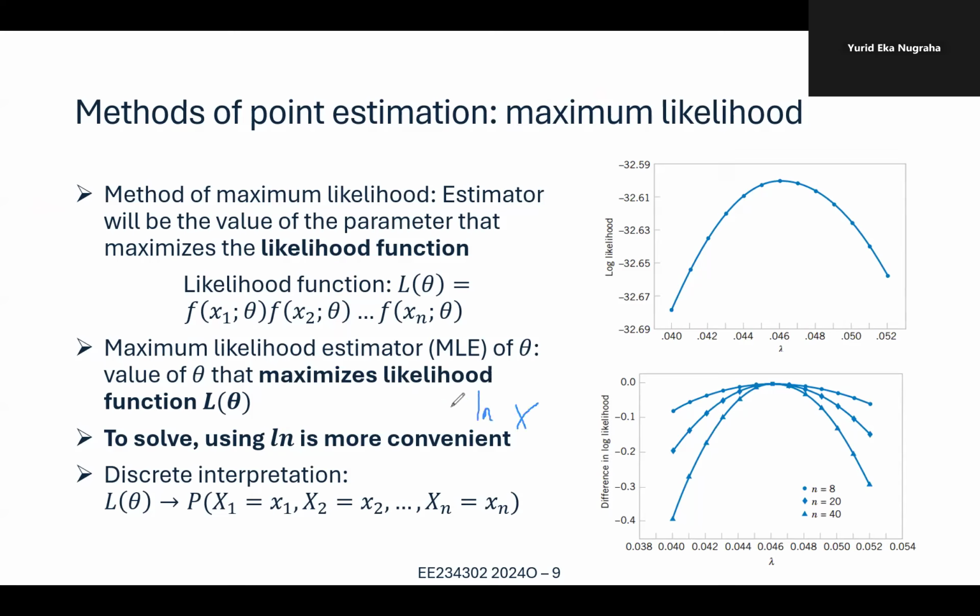So let's see, the derivative of ln x with respect to x is 1 over x, right? And for the discrete case, we can have this interpretation here. We can say that L(theta) is the probability that X1 equals small x1, and then X2 equals small x2, capital Xn equals xn, and so on.